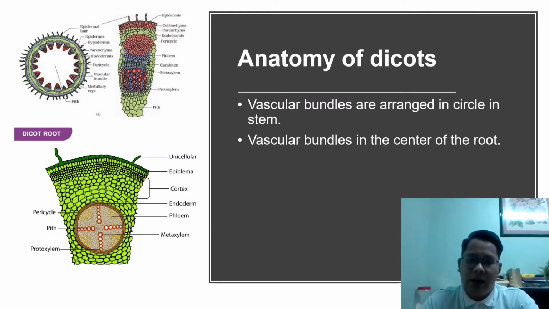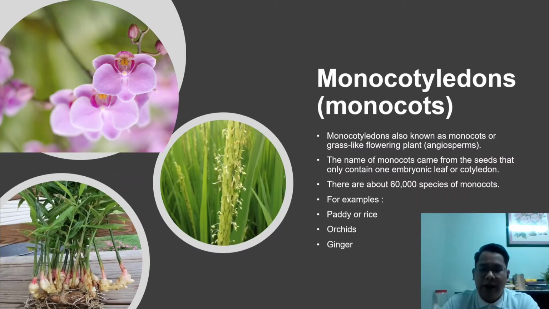Anatomy of dicots. As you can see in the diagram above, the vascular bundles are arranged in a circle in the stem of the dicot plants. And in the diagram below, you can see that the vascular bundles are in the center of the root of the dicot plants. Okay, now let's take a look at the monocotyledons.